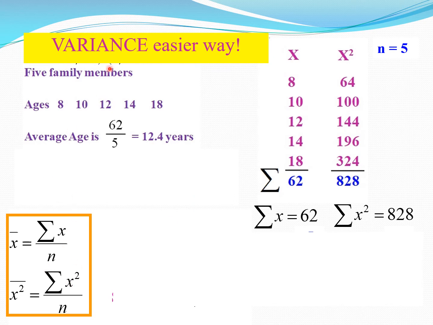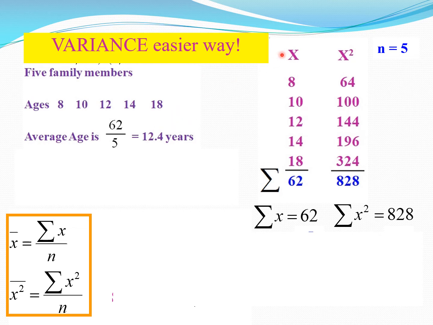Now, to calculate the variance, there's an easier way to do it, but it's not as intuitive as to what the variance means. So the purpose of this method is purely to calculate the variance. We know the answer to this set of data already, and you understand how the variance works. You take each of the ages and you get the difference between the age and the x bar. Then you square that and you add them up and so on. But this is another way to do it, and it's easier.